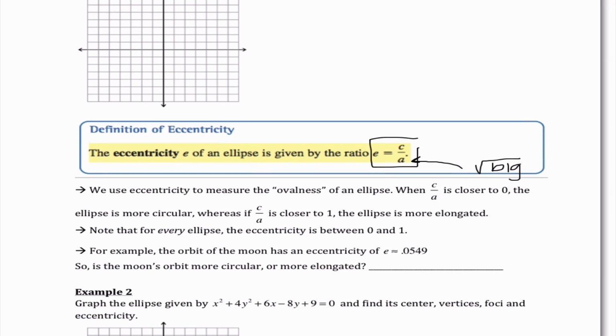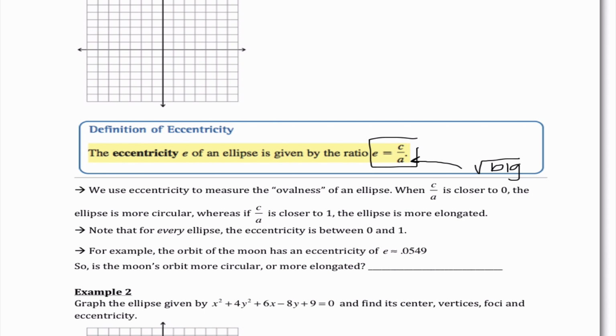Okay, so if we're talking about this, it says we use the eccentricity to measure the ovalness. When c over a is closer to 0, the ellipse is more circular. When c over a is closer to 1, the ellipse is more elongated. For every ellipse, the eccentricity will be between 0 and 1. For example, the orbit of the moon has an eccentricity of e equals 0.0549. So is that more circular or more elongated? We would say this is more circular because that is definitely closer to 0 than it is to 1.